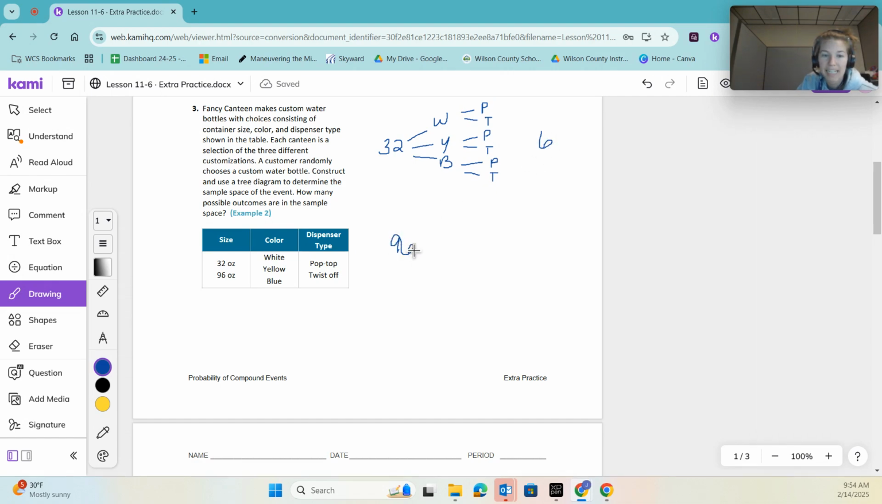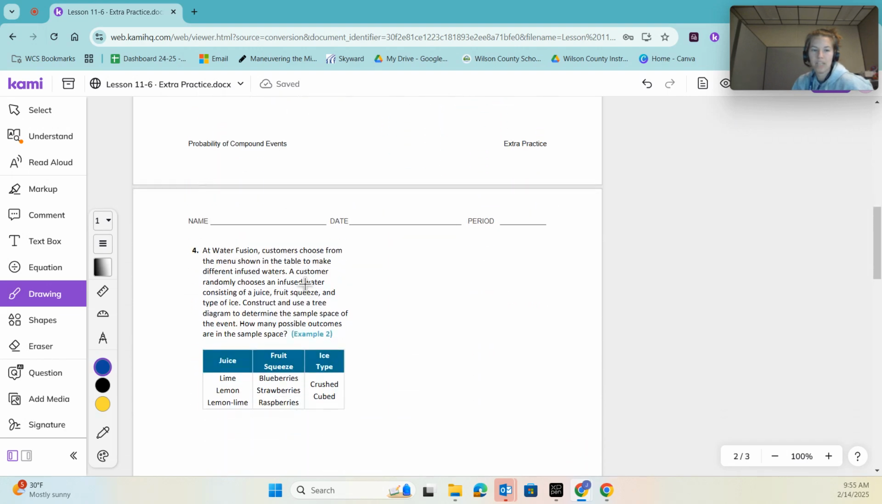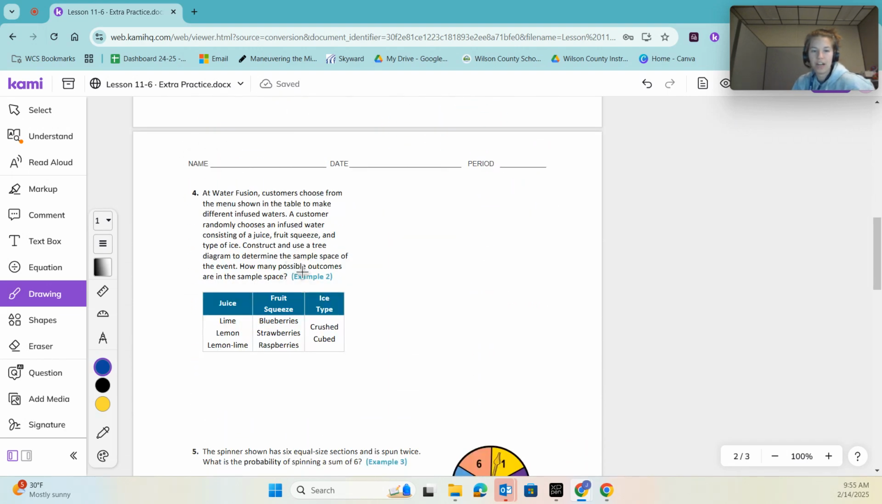Now with my 96 ounce, I can have white, yellow, or blue as well, each with a pop top or a twist top. So I have 6 more possible choices. That makes 12 total different types of canteens that we can make. So these are my sample space as a tree diagram, and my number is 12, my total possible outcomes. You can try number 4 like that on your own.